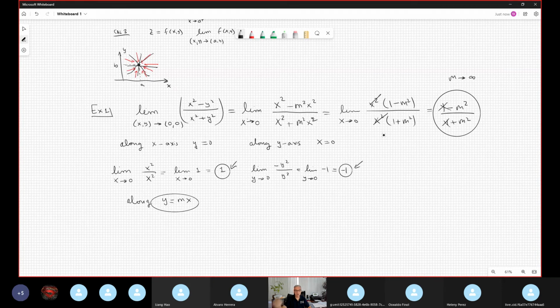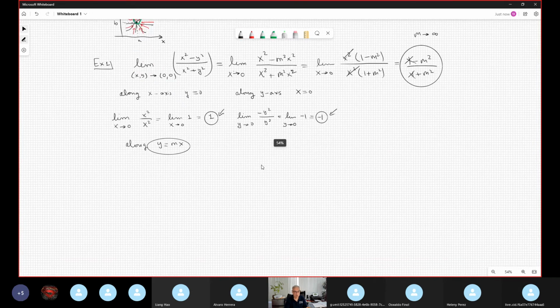And if we get a limit dependent on m, then we are in big trouble. The limit does not exist, right? Okay, but I want to illustrate today one example in which the answer does not depend on m. However, when you approach it along another curve, which is not necessarily a line, suppose you approach it along the parabola, then the limit does not exist.